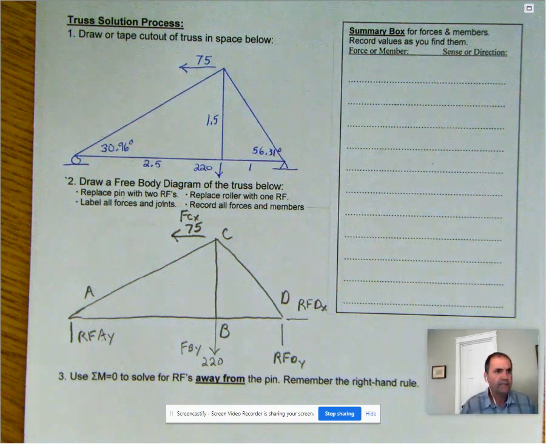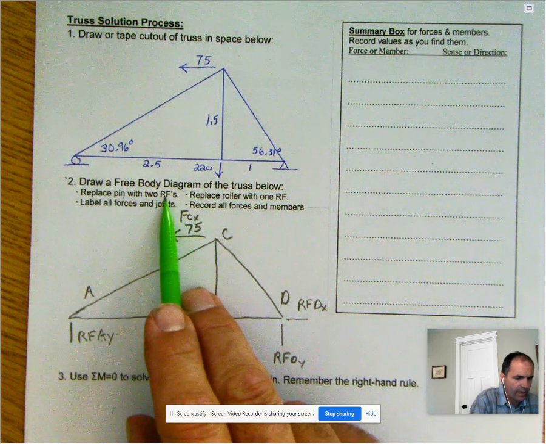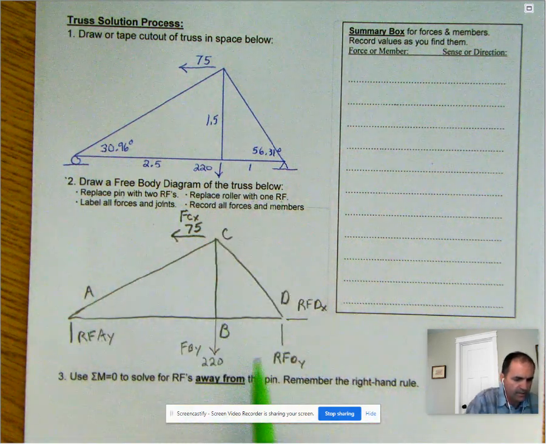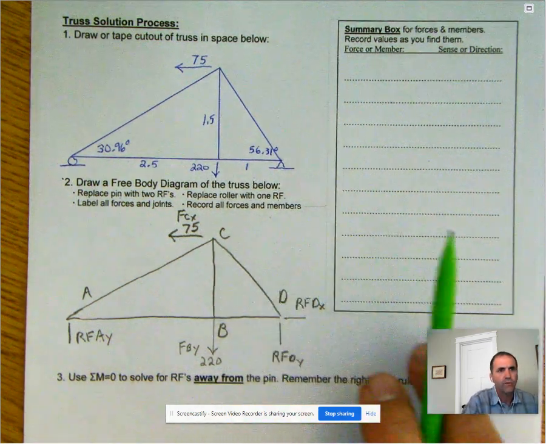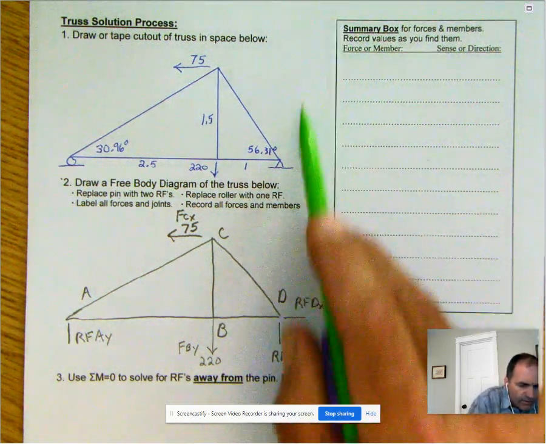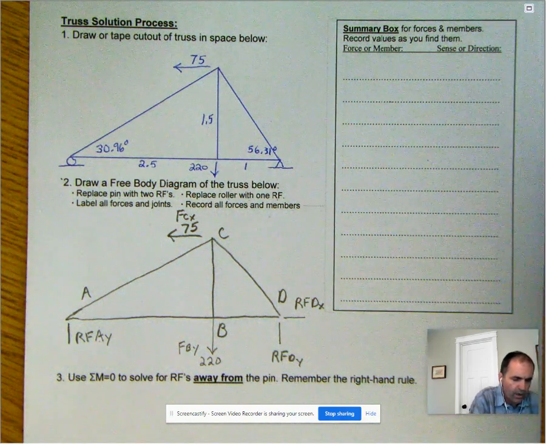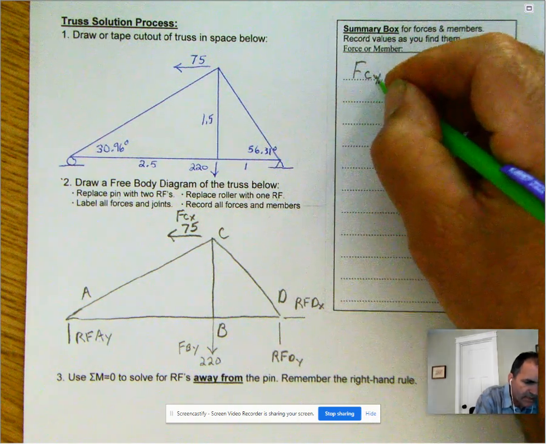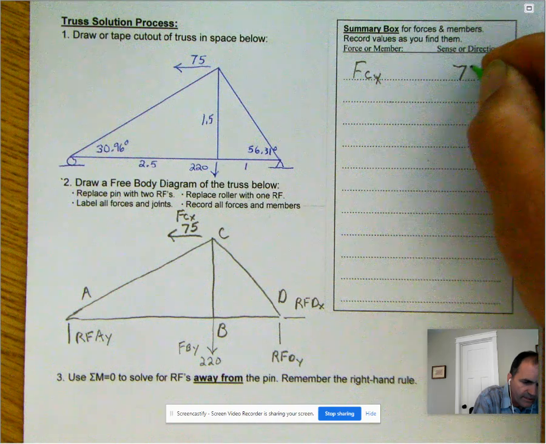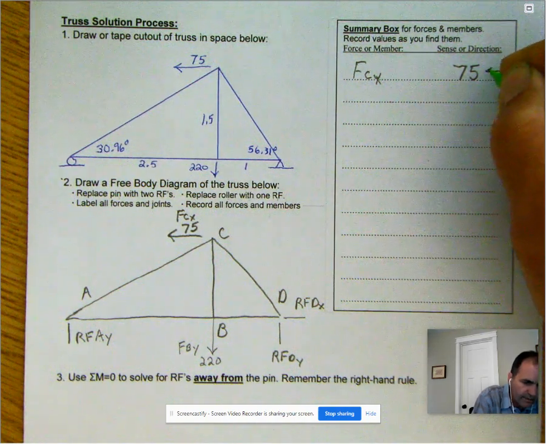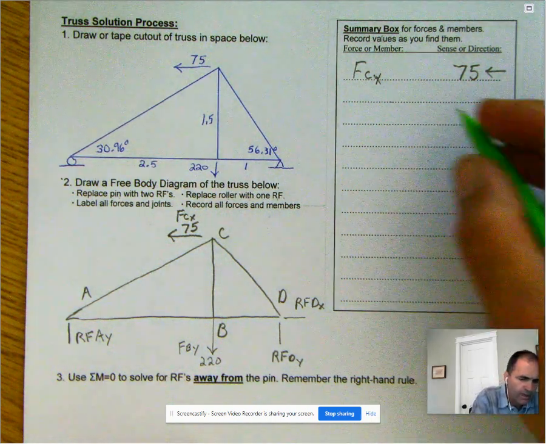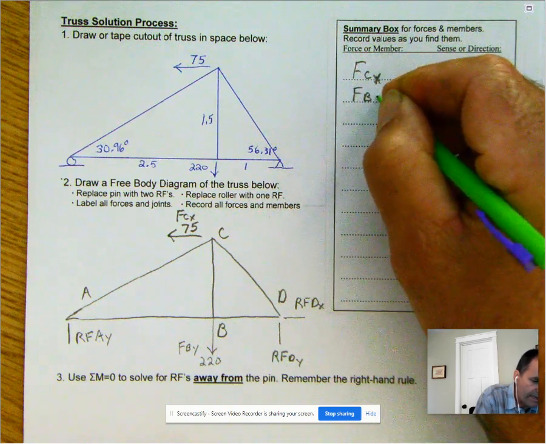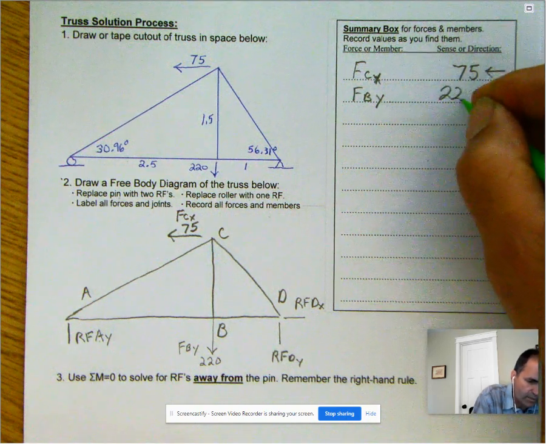All right. So now our pin is replaced with 2 reaction forces, and the roller is replaced with 1 reaction force. We labeled all of our forces and joints, and now we're going to record all of these over here in the summary box. Here we go. We have forces first. Let's do the forces that are applied. We have F_CX, which is 75 units. You can call it pounds or whatever you want, but it honestly doesn't matter what units it's in. Going that direction, we have a force at B in the Y direction, and it is 220 pounds going that way.